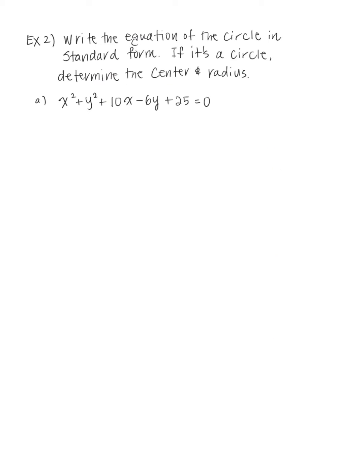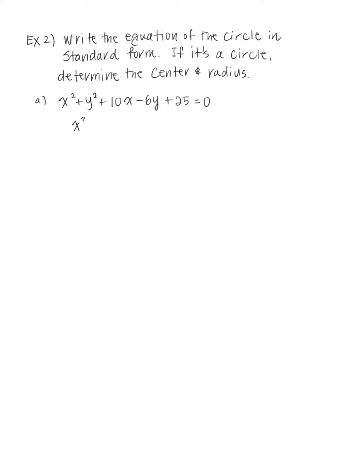Example 2, write the equation of the circle in standard form. If it's a circle, determine the center and a radius. So first example, we're given x squared plus y squared plus 10x minus 6y plus 25 equals 0. So this is what I usually do. I separate x's and y's from each other. So here, let me just rewrite it like this.